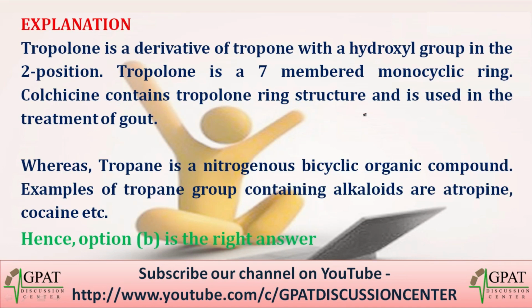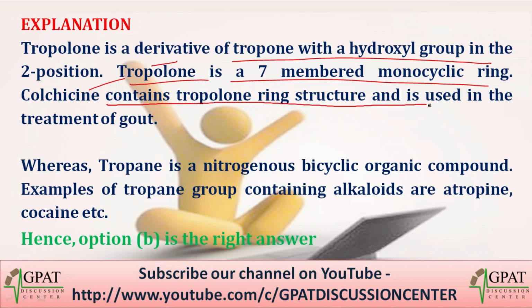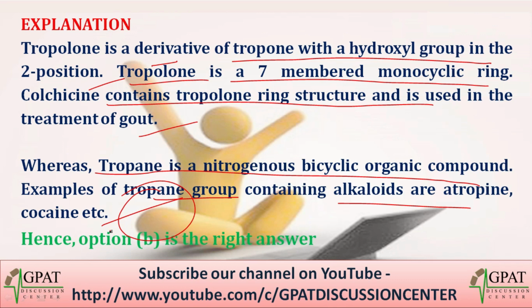Here we have an explanation on this, students. Tropolone is a derivative of tropone with a hydroxyl group in the second position, and tropolone is a 7-membered monocyclic ring. Colchicine contains a tropolone ring structure and is used in the treatment of gout. Whereas tropane is a nitrogenous bicyclic organic compound, and examples of tropane-containing alkaloids are atropine and cocaine. So option B is the correct answer, students.